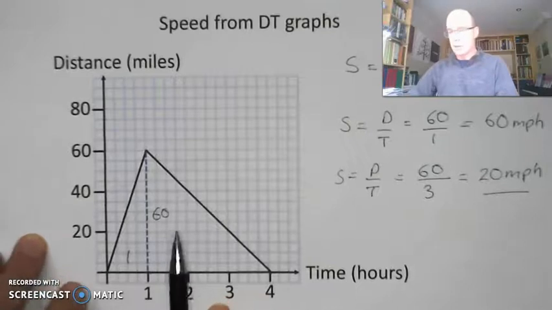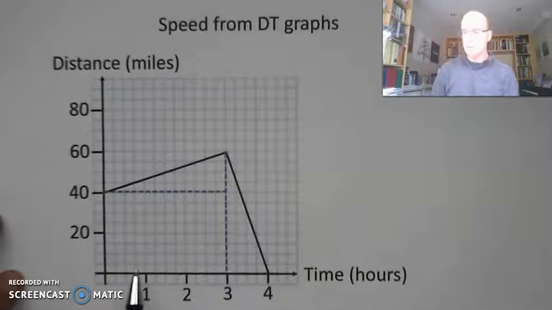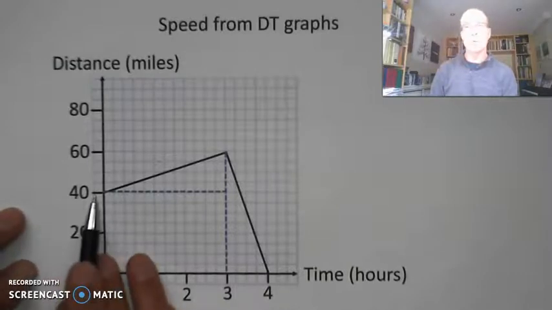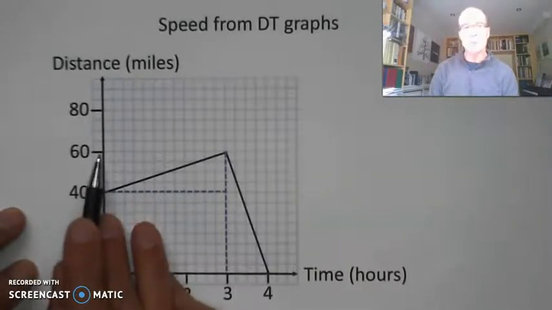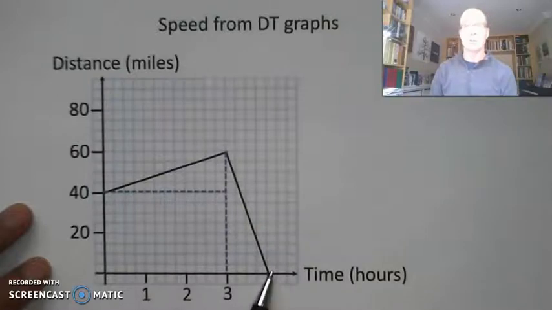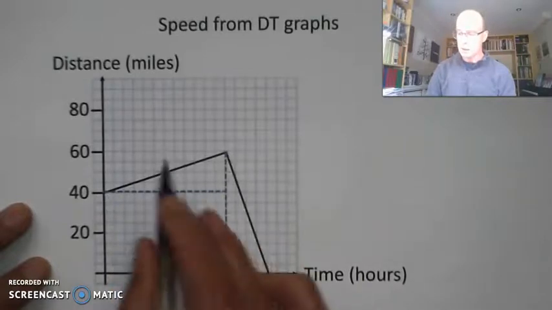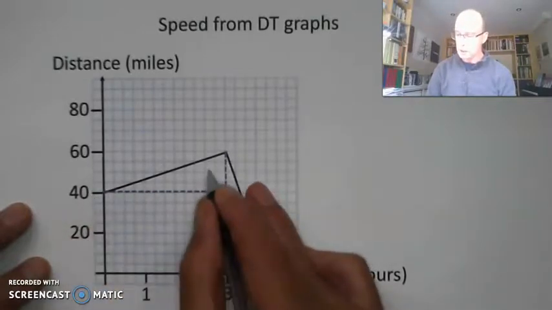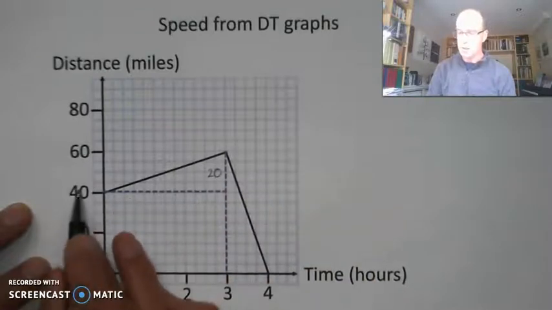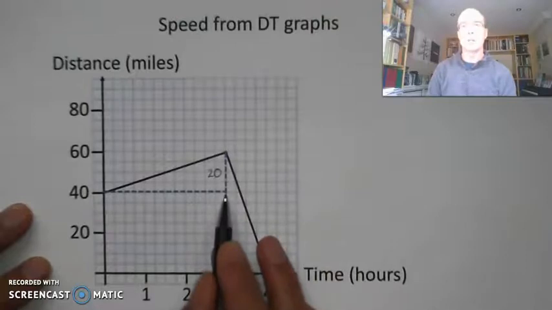Let's have a look at another example. This time we're not starting from home. We're starting from 40 miles away from home, but we're still going up to 60 miles. On the way home, we're starting at 60 miles from home, and we're going home, so we're travelling 60 miles. Let's look at the first part of the journey. So we start from 40, we end up at 60. Difference between 60 and 40 is 20. So 60 take away 40. This distance travelled is going to be 20 miles.